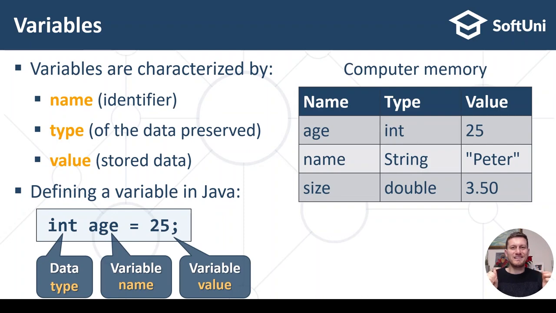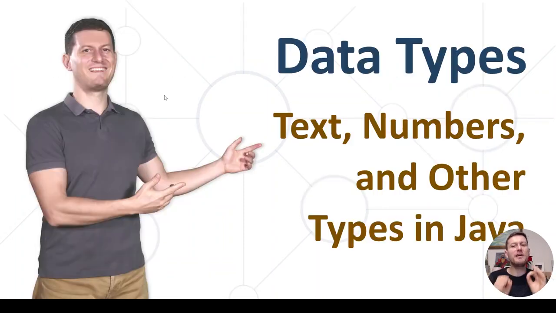Let's continue. In this section, I'll give you a brief explanation of data types in programming and how they work in Java. I will mention the number types like int and double, the text type or string, and the character type char and the boolean type. And of course, I will demonstrate these types in live coding examples.